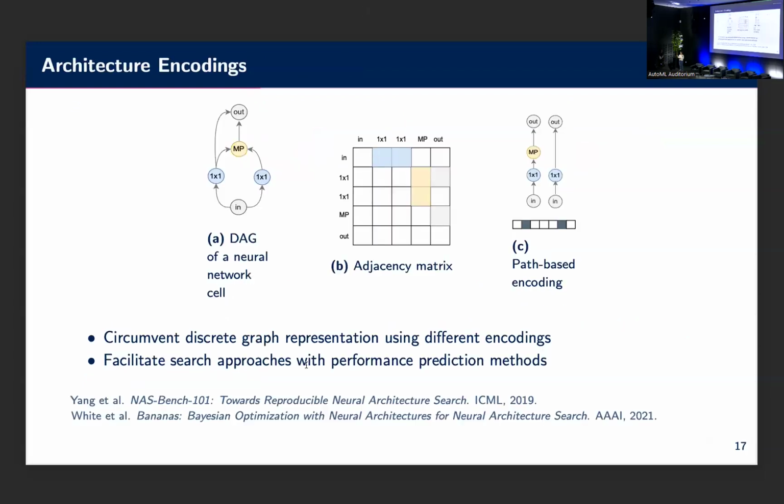If we look at the search spaces, the cell-based search spaces, for example, you have always a directed acyclic graph. So the obvious idea is to represent the directed acyclic graph as an adjacency matrix and just flatten it and then use it as an input to, for example, an MLP. But you can also use any kind of information like a path-based encoding, which eventually led to the paper BANANAS by Colin, which also used different kinds of performance prediction methods.